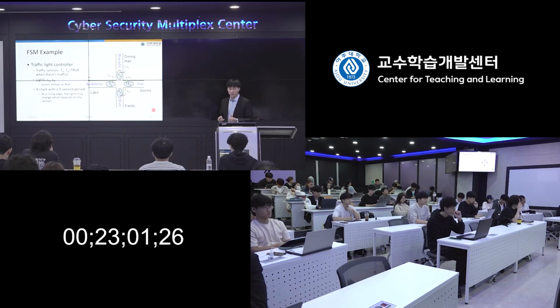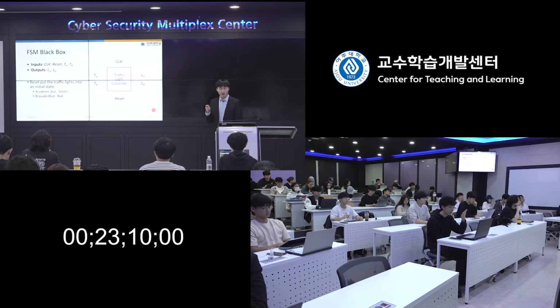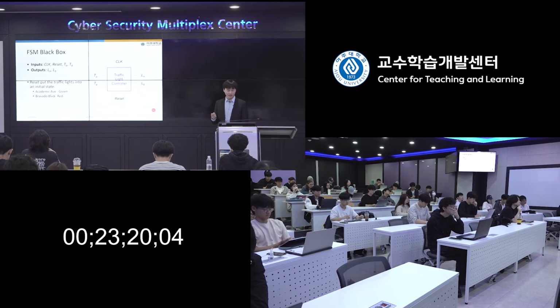For this problem, we went through from step 1. We first identify input and output. Inputs are clock, reset, TA, and TB. Outputs are RA and RB. Then the initial state is that the Academic road is green and the Bravado road is red. Okay, this is the initial state.